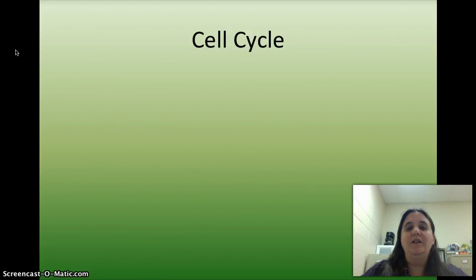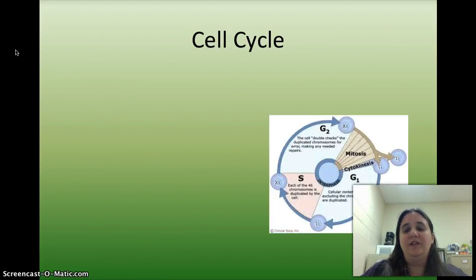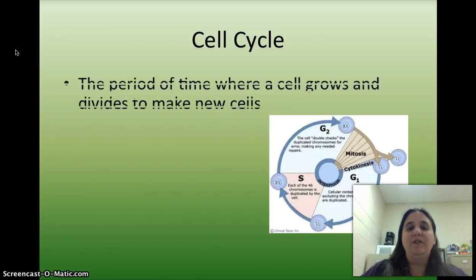Okay, so here we go with the cell cycle. This is a picture of the cell cycle. You can see it has a couple different phases in it, and we're going to talk about all of those phases in a little bit more detail. But first of all, the cell cycle is a period of time where a cell grows and divides to make new cells. Makes sense? We need more cells, so we need to make new ones.